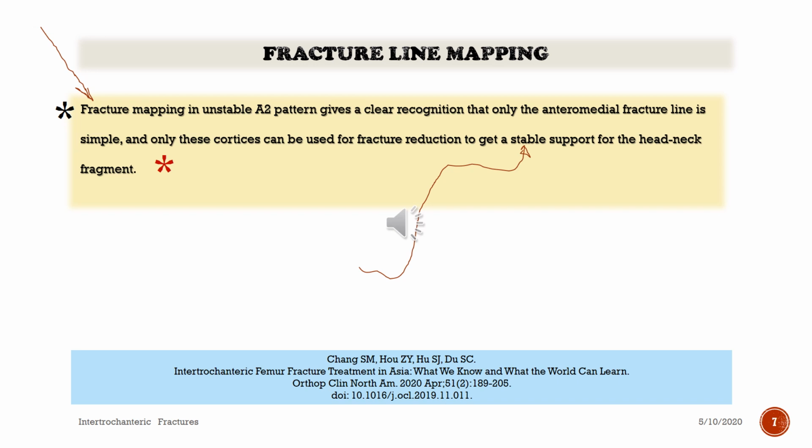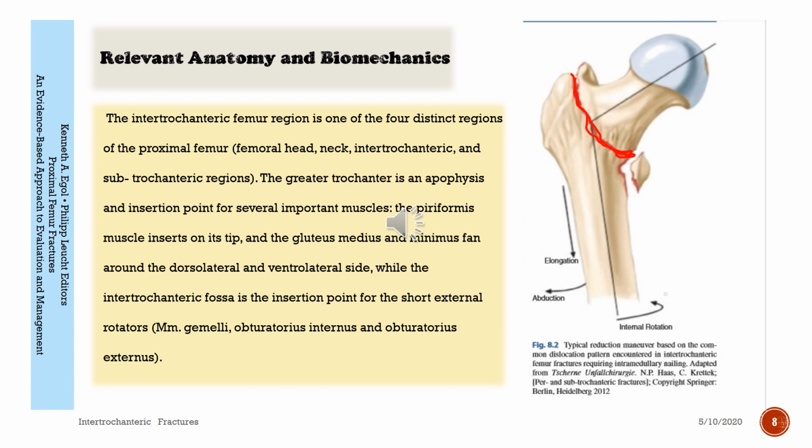The intertrochanteric femur region is one of the four distinct regions of the proximal femur: femoral head, neck, intertrochanteric, and subtrochanteric regions. The greater trochanter is an apophysis, an insertion point for several important muscles. The piriformis muscle inserts on its tip, and the gluteus medius and minimus funnel around the dorsolateral and ventrolateral side, while the intertrochanteric fossa is the insertion point of the short external rotators: musculus gemelli, obturatorius internus, and obturatorius externus.